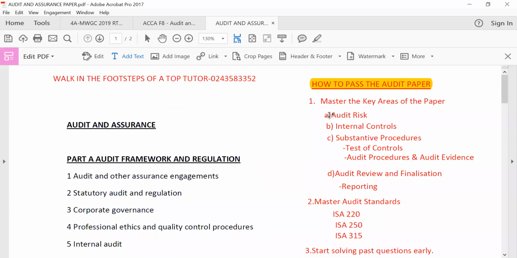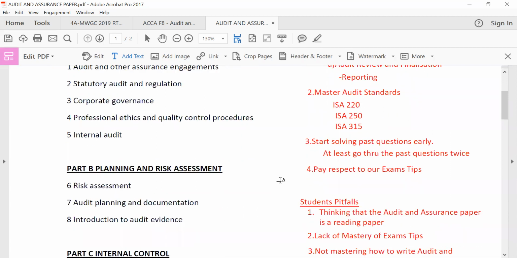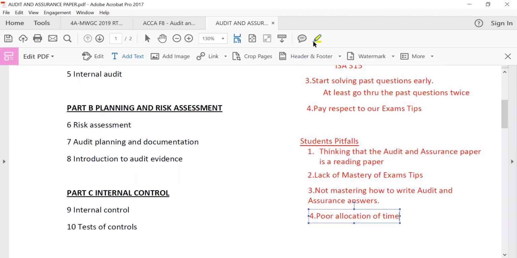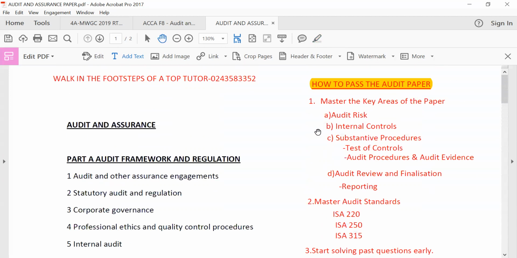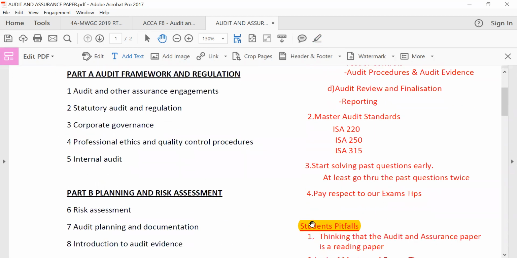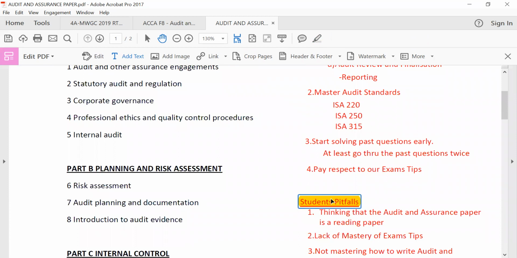So the first phase of our meeting for today has been dealt with. That relates to how to pass the audit paper. The second phase was looking at students' pitfalls. We are now going to move to the third phase. So the first phase was how to pass the audit paper, the second phase was students' pitfalls.